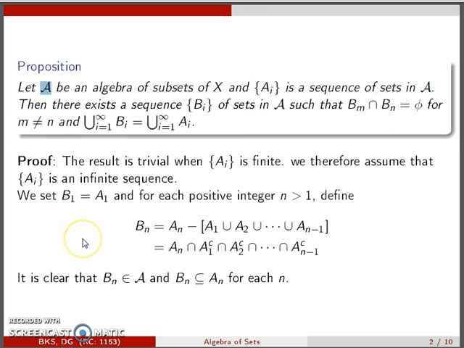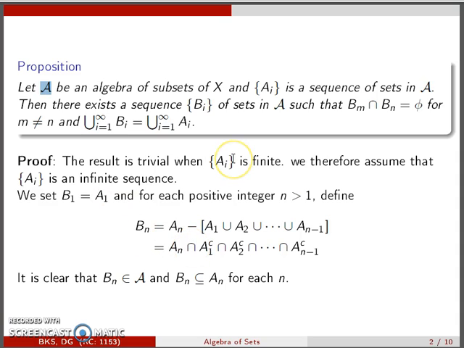Okay, so the proposition reads, let script A be an algebra of subsets of X and Ai is a sequence of sets in A. Then there exists a sequence Bi of sets in script A such that Bm intersection Bn is empty whenever m is not equal to n. And interestingly, union of Bi is equal to union of Ai. So given a sequence, we are interested in finding out a sequence of disjoint sets. And we are not compromising anywhere because union will remain the same.